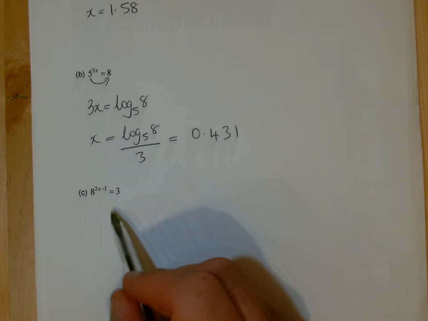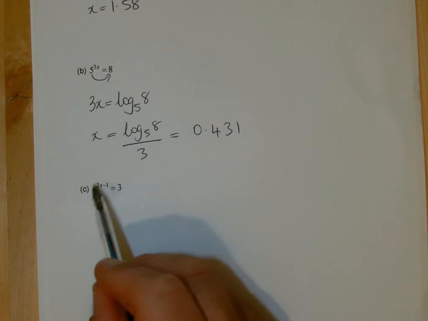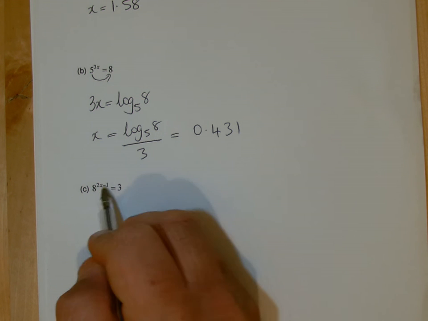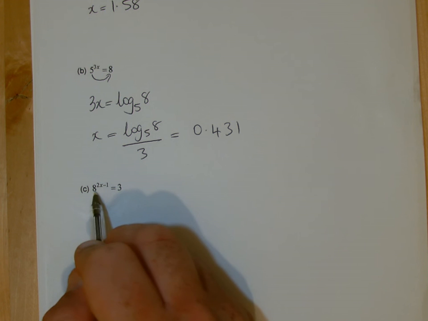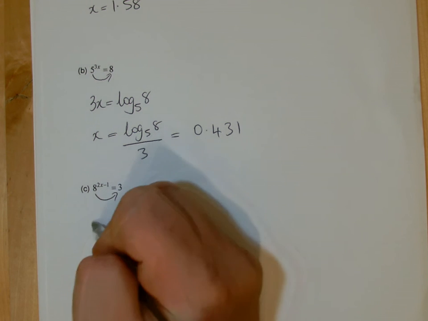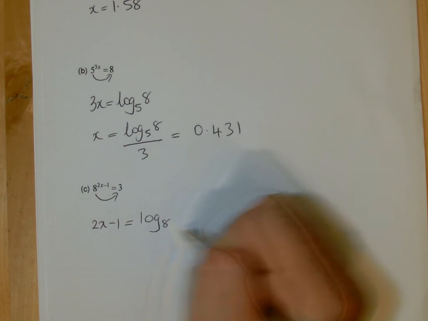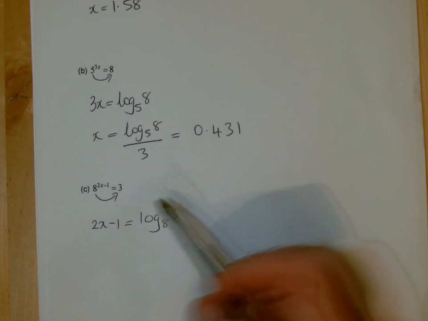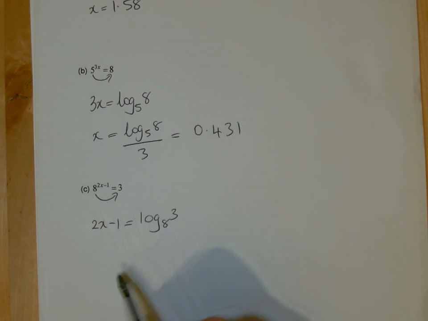When it comes to C, again, the power is more complex, more complicated looking, but just treat it the same as you've done before. You want to work out that power, whatever's in that power, you've got to solve. But you've got this base of 8, so take that base over, swing the base, and create a logarithm. So it'll be logarithm to that base 8 of 3.